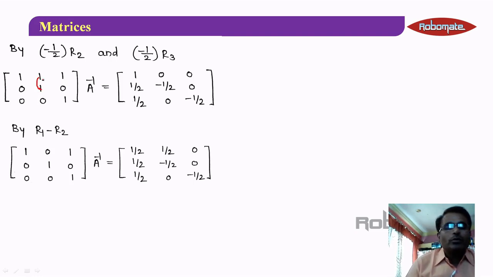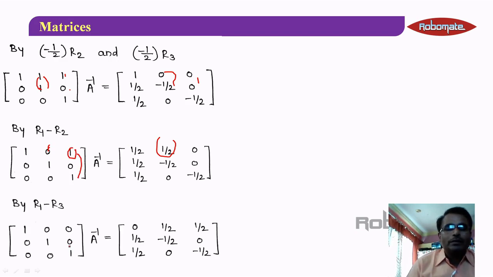So what do you have to consider? 1 minus 1 is 0 here. Similarly 0 minus of minus 1 by 2 becomes plus 1 by 2. There is no other change here: 1 minus 0 is as it is 1, and 0 minus 0 is as it is 0. Is that clear? Then in the next step, now you have to reduce this element to 0. For that I can use R1 minus R3. Is that clear? So R1 minus R3 will reduce your matrix to this.